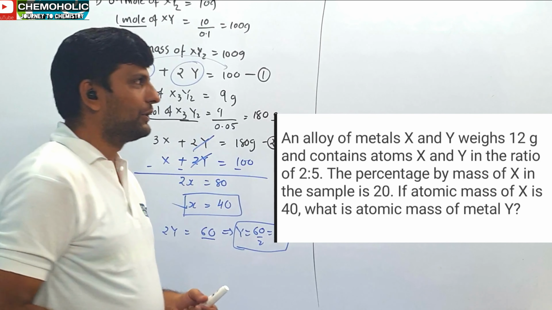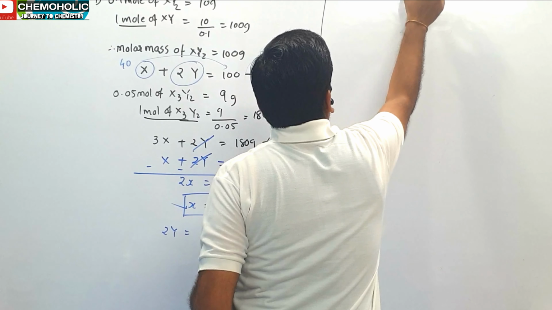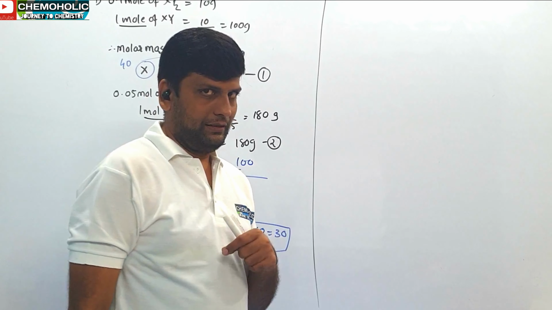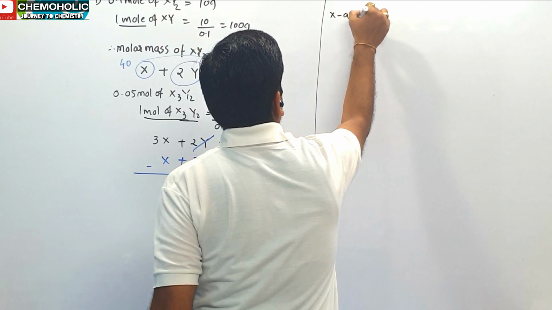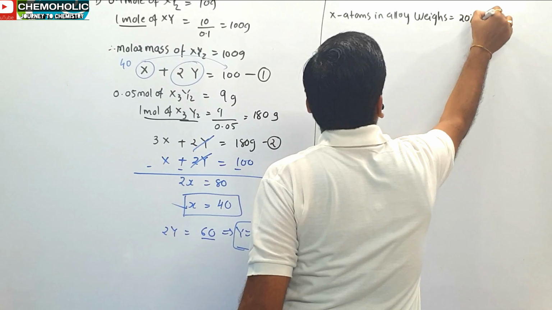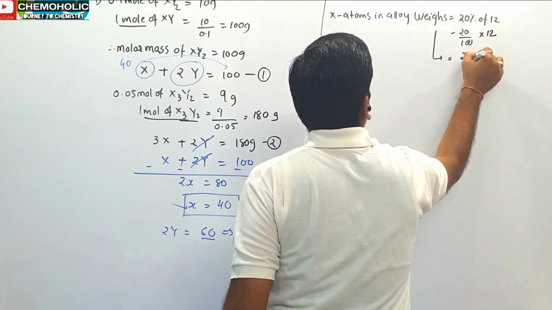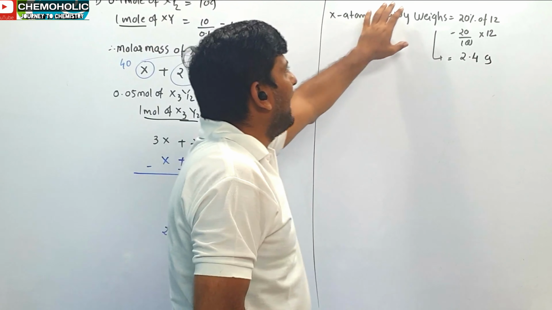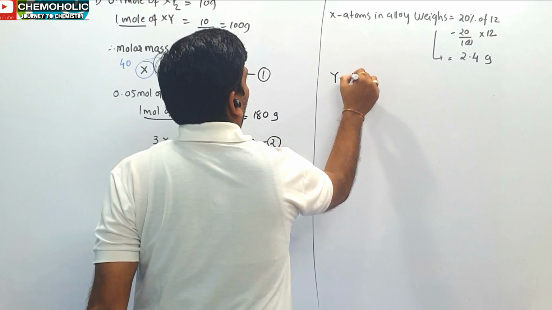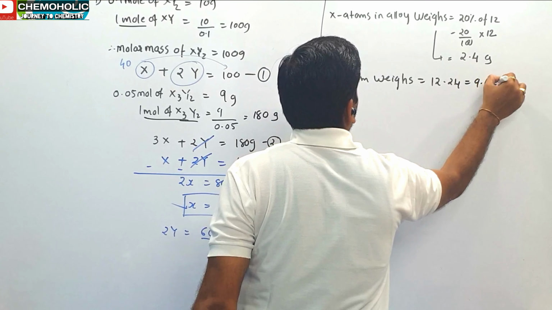Is that clear? Fine. So weight of alloy is given to you, and it is 12 gram. Now it is said that out of 12, 20% of alloy weighs x atom. So X atoms in alloy weigh 20% of 12. That's 20 by 100 into 12, which will become 2.4 gram. So in 12 gram of alloy, 2.4 gram is of X atom. Then the remaining will be of Y atom. Y atom weighs 12 minus 2.4, and it's 9.6 gram.